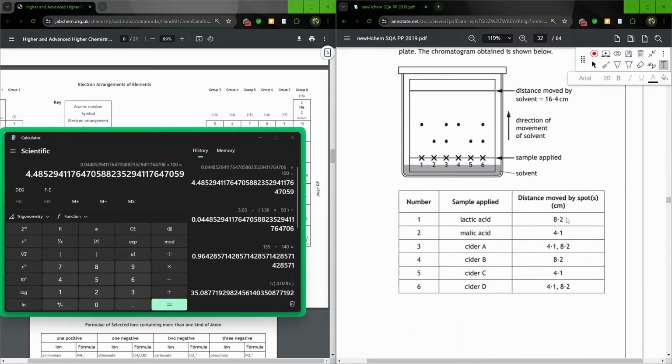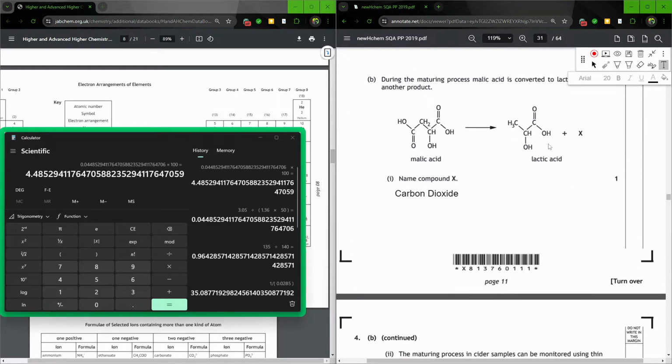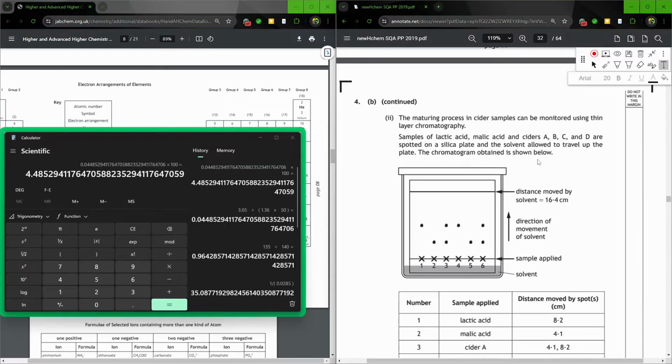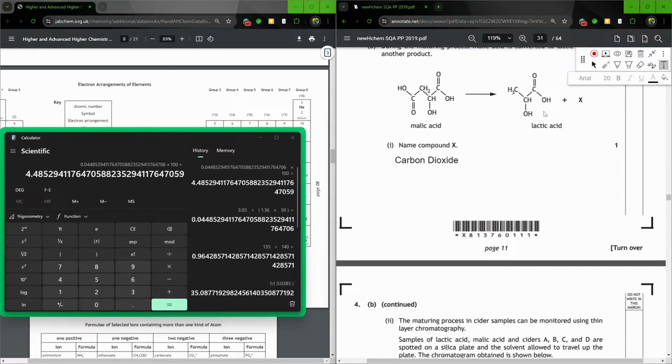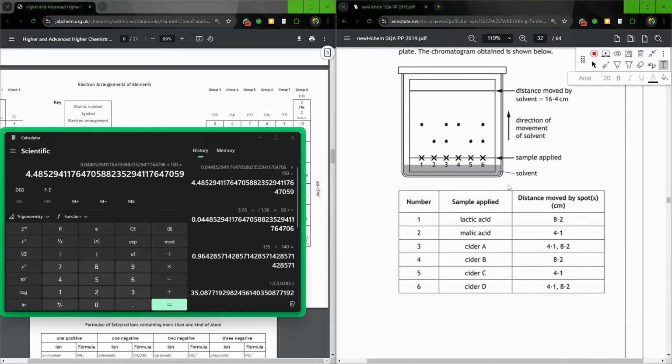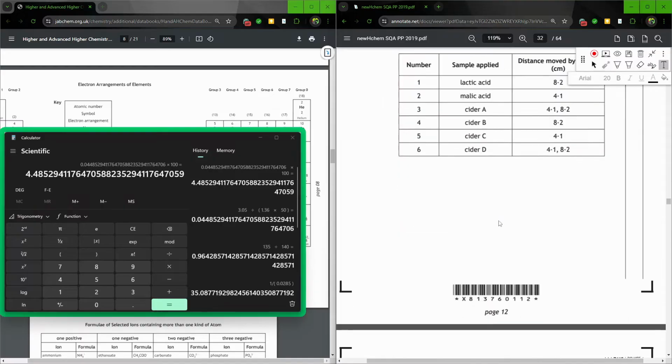So as you can see here, heavier things slow down, so they don't move so much, but lighter things tend to go further. Because malic acid is bigger, compared to lactic acid, it moves less. But it also depends on structure and so on. It's a whole subject, but I won't get into it too much, and for this question we won't need to know too much about it.